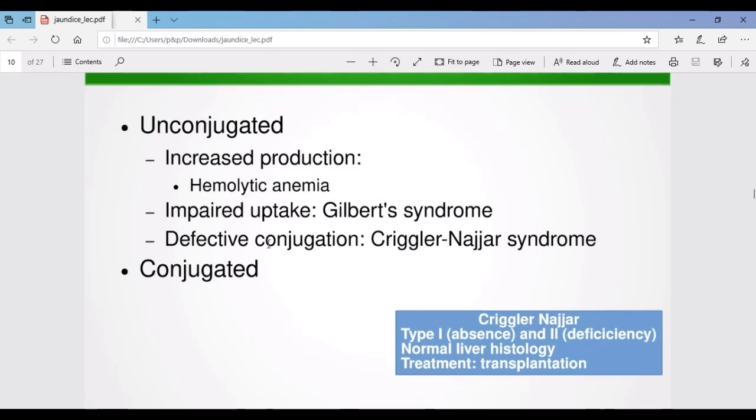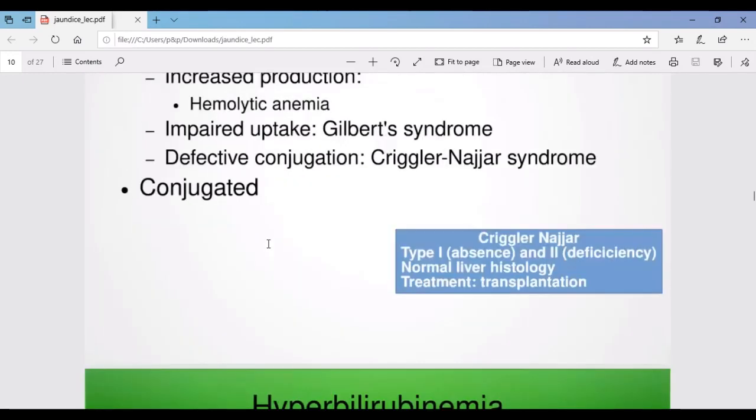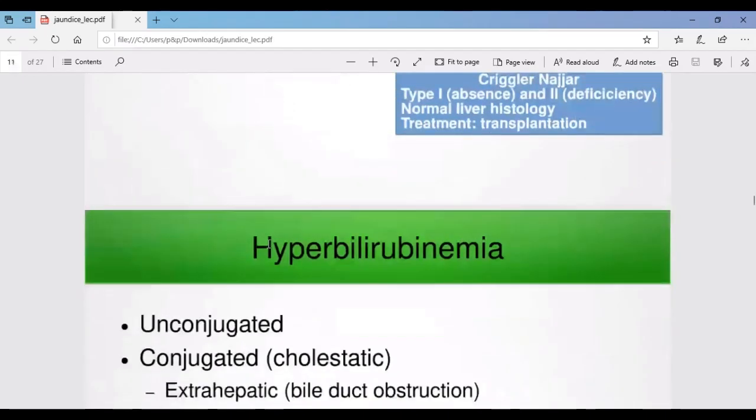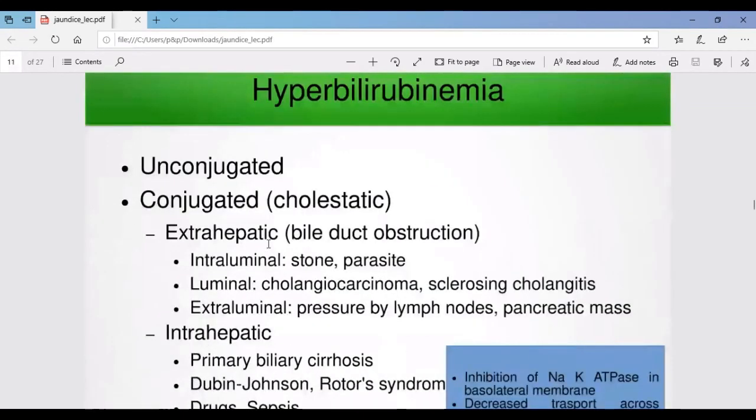The other major type of hyperbilirubinemia is the conjugated type, and this is what we call cholestatic jaundice. It's chole because chole means bile, and stasis, so it's obstruction of bile, or obstructive jaundice, or conjugated hyperbilirubinemia. All three terms can be used interchangeably. They are all the same thing. Bilirubin is conjugated in the liver, but it is not excreted in the bile.